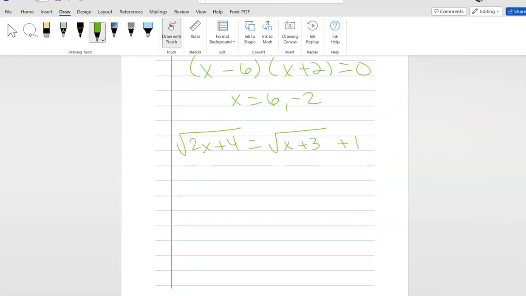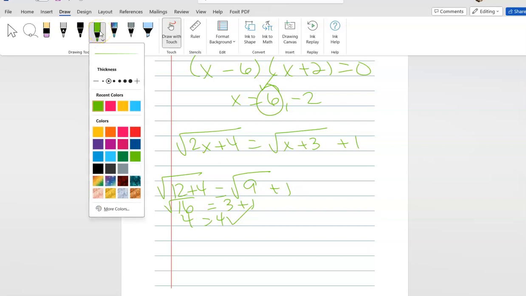So I'm going to first check 6. If I put 6 in, I'm going to get 12, right? So I'm going to get radical 12 plus 4 equals, this would be radical 9 plus 1. So then this is radical 12 plus 4, which is radical 16. This is 3 plus 1. So this is 4 equals 4. Cool. That one checks. So I'm like, good.